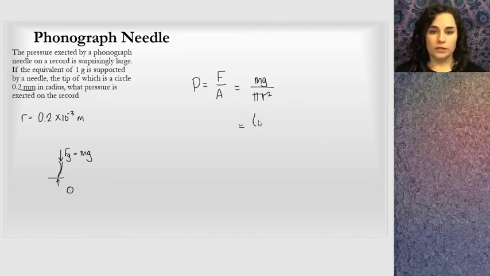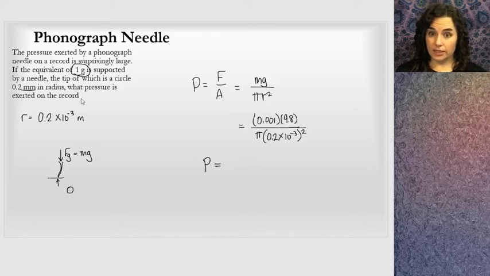M is 0.001 kilograms. Remember, I want this in SI units to plug into here to get pascals out. So 0.001 times a factor of gravity, 9.8, divide by pi times the r squared. So I'll put in 0.2 times 10 to the negative third quantity squared. And when you run this through your calculator, this is the pressure you're going to get.